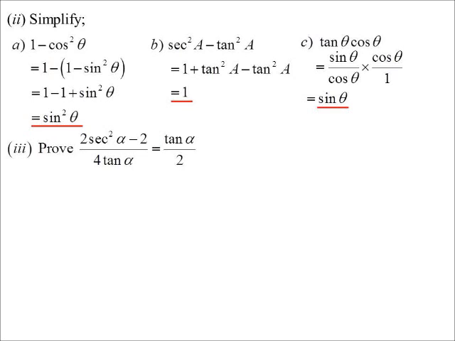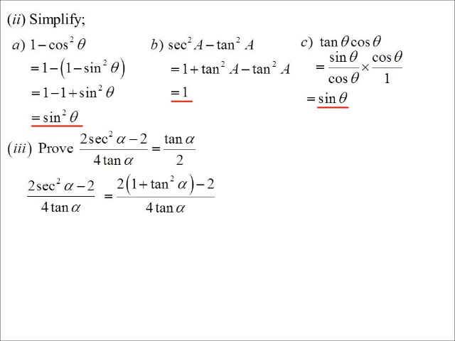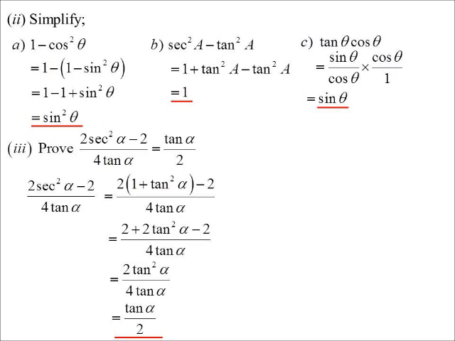Okay. I've started with the left-hand side. So I've got 2 sec squared minus 2 over 4 tan alpha. Well, the first thing that stands out to me is 2 goes into everything. That's an easy cancelling. But the other thing I see is the sec squared. Well, the trig identity that involves sec squared, 1 plus tan squared is sec squared. So I could substitute that in. And I end up with 2 plus 2 tan squared minus 2. 2 minus 2, that cancels. 2 tan squared on 4 tan. 2 cancels with the 4. Tan alpha on 2.